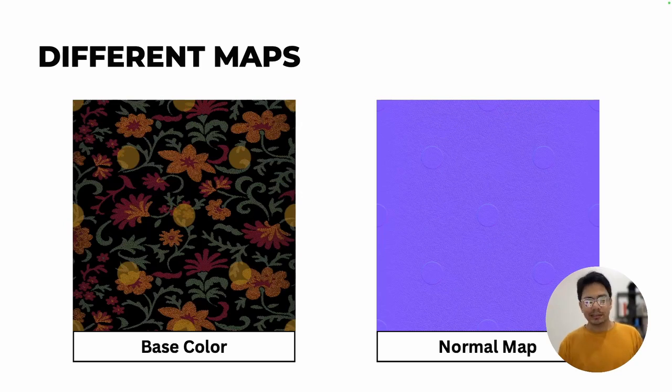Let's go through some of the basic maps. So first map is called a base color. Base color is basically a colorful image, right? That's how your fabric looks. It's the colorful image that your fabric has. Now second is a normal map.